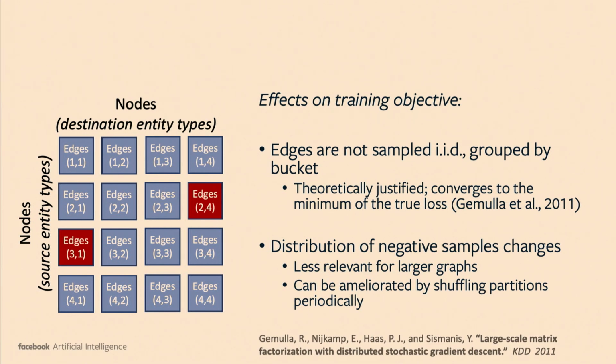So I would point out that this is not a lossless modification to the training objective. There are 2 ways in which this modifies your training. One is that you're no longer sampling edges independently because you're working on one bucket of edges at a time. And there are theoretical results that say that this kind of non-IID sampling of your data still converges to the same result, but it may converge slower. And second of all, the distribution of negative samples changes, because if I'm looking at an edge in one bucket, I can only construct negative edges out of that same bucket. So we do have to validate empirically that these modifications still produce similar quality models.